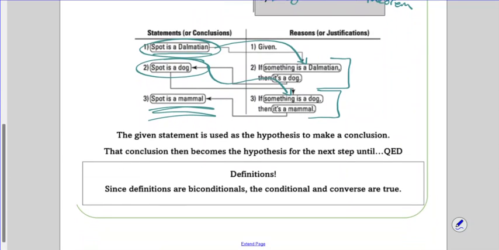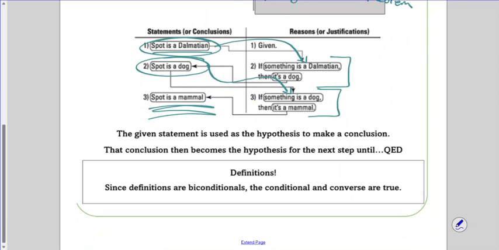So each given statement is then used as a hypothesis to make a conclusion. You keep doing this until you prove what you need to prove. QED is Latin for, I think, that which was demonstrated. It's just saying, I did it. I proved that. You don't need to write that. It's just the end of proof.